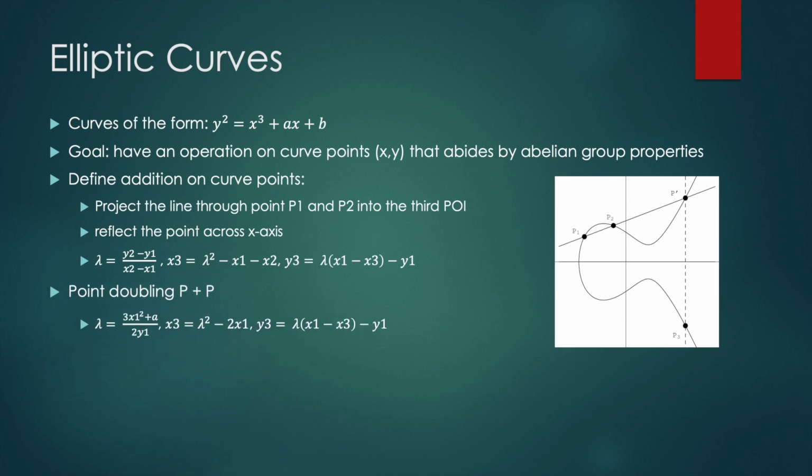We also have to account for the case where a point is added to itself. Our slope equation would have a 0 in the denominator, and so instead we define the slope when you're adding a point to itself as the tangent to that curve. And so we take the derivative of our elliptic curve as the slope, where x3 is slope squared minus 2 times the x-coordinate of our point, and y3 equals slope times the x-coordinate of our point minus x3, minus y1.